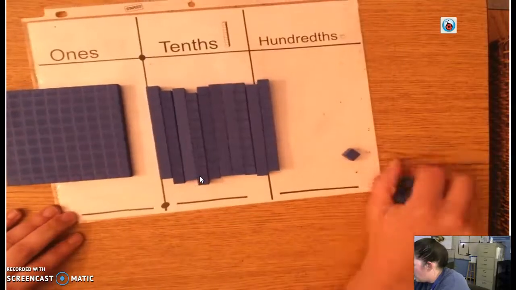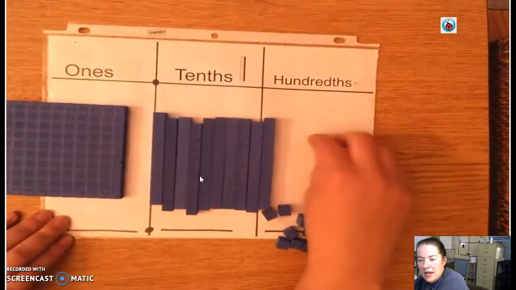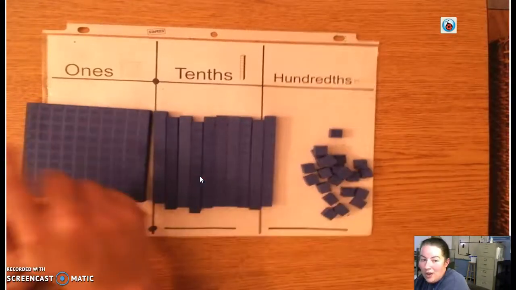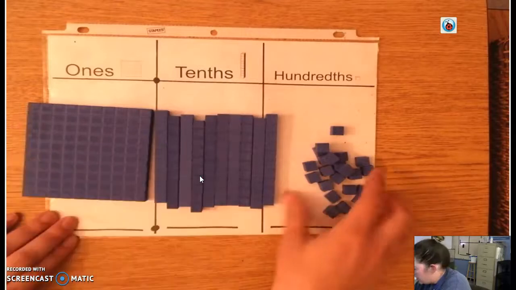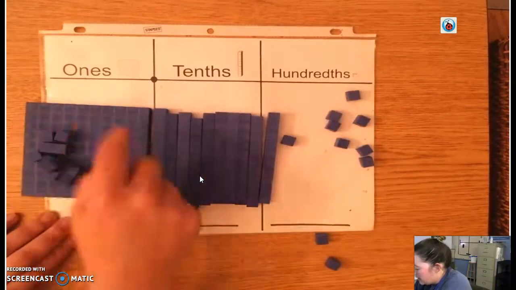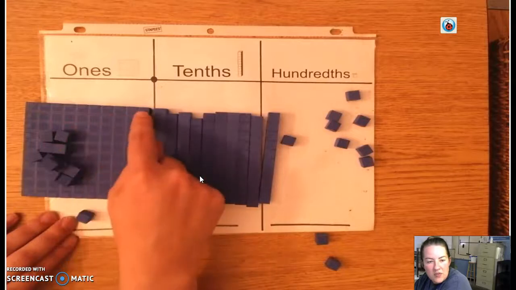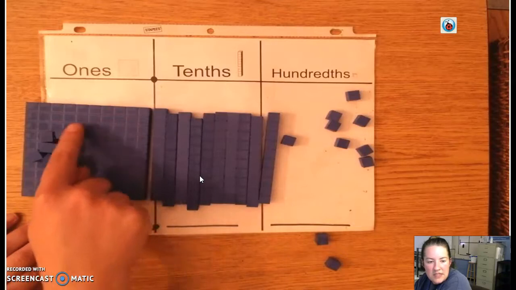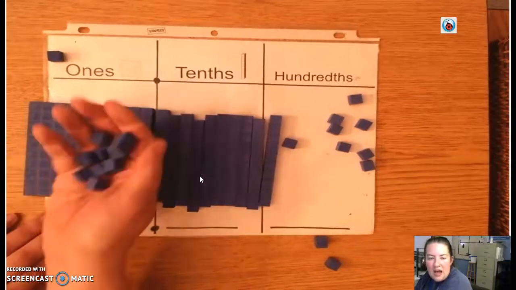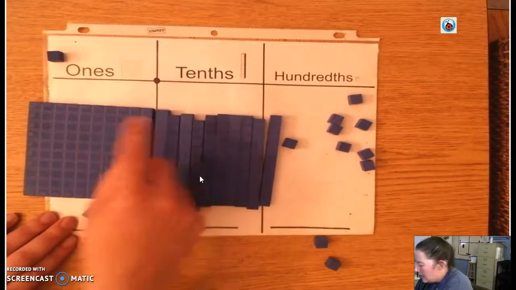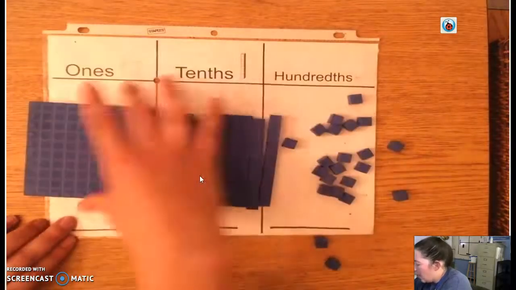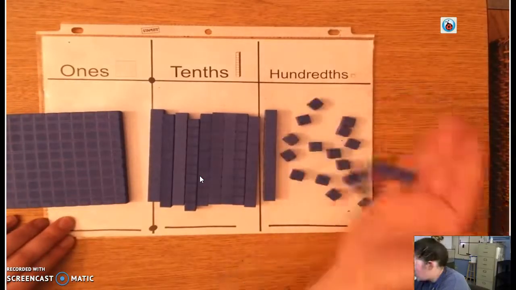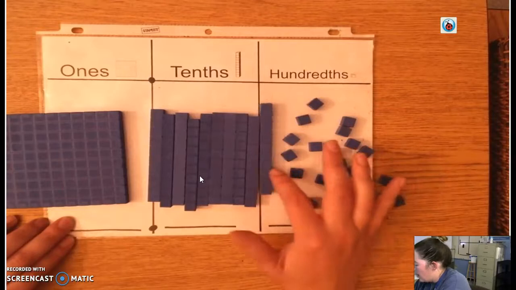Now these are called what? Hundredths. Why do you think these are called hundredths? Well, how many unit cubes would it take to make up a whole? If I counted all of these, 1, 2, 3, 4, 5, 6, 7, 8, 9, 10, 20, 30, 40, 50, 60, 70, 80, 90, it will take 100 of these unit cubes to make up the whole, which is why these are called hundredths. So we're going to use these to represent hundredths.